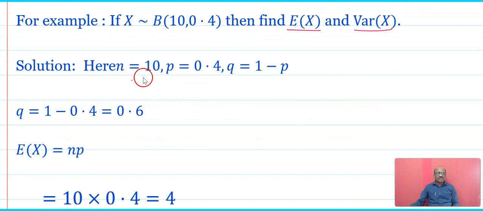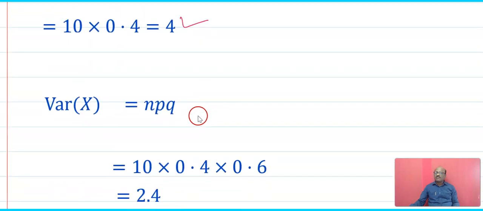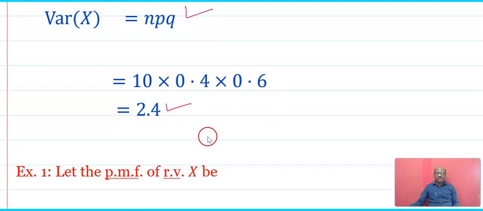Now here the solution: n is equal to 10, p is 0.4 and q is 1 minus p, that is 0.6. What is the E of X? E of X is equal to np. n is 10, p is 0.4, and overall you will get 4. Therefore, the variance of X is equal to npq, that is 10 into 0.4 into 0.6, and then you will get 2.4.